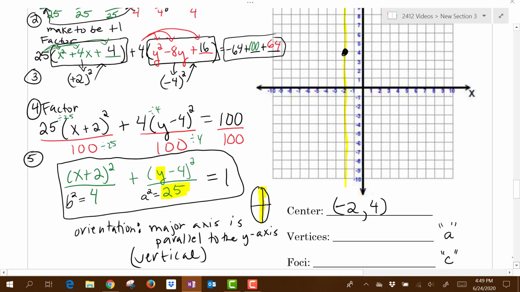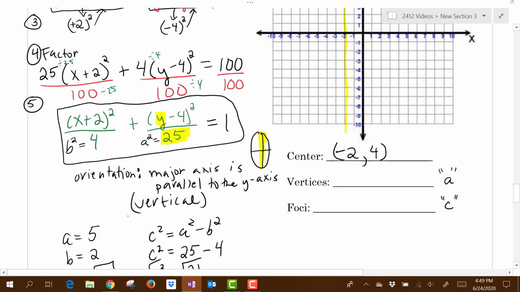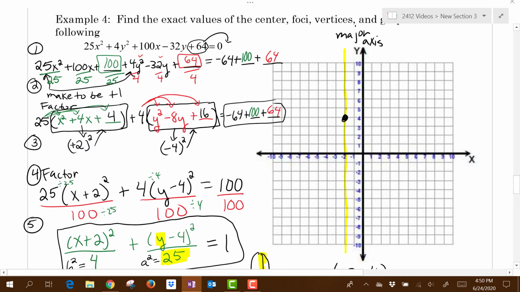All right, so where are the vertices? Okay, so our a value, we said that was 5. So we're going to go back to the center, and we're going to go up 1, 2, 3, 4, 5 units, since our a value is 5, and that's our first vertex. We're going to go down 1, 2, 3, 4, 5, so go down a distance of 5 for that a value, and there's another vertex.